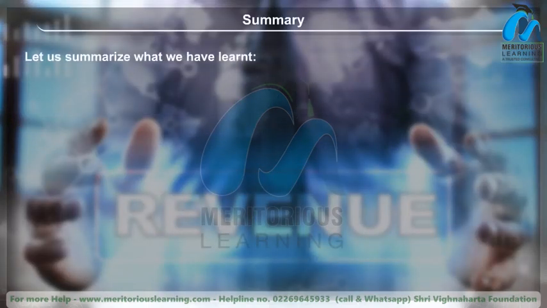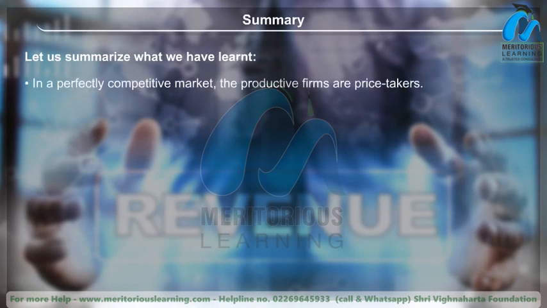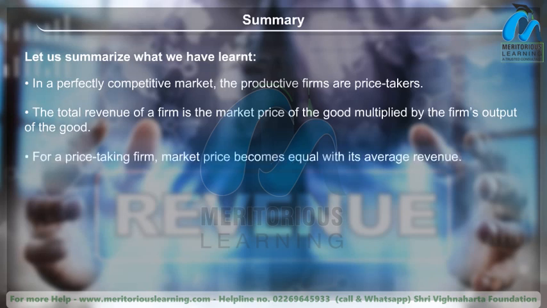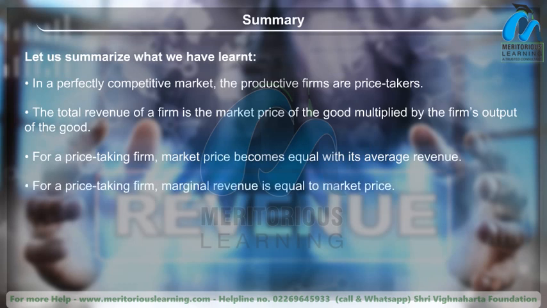Summary. Let us summarize what we have learned. In a perfectly competitive market, the productive firms are price takers. The total revenue of a firm is the market price of the good multiplied by the firm's output of the good. For a price-taking firm, market price becomes equal to its average revenue. For a price-taking firm, marginal revenue is equal to market price.